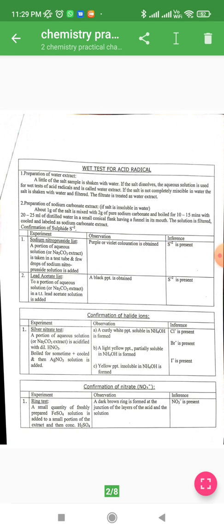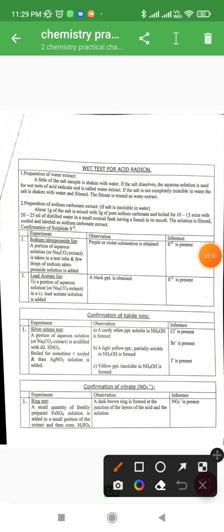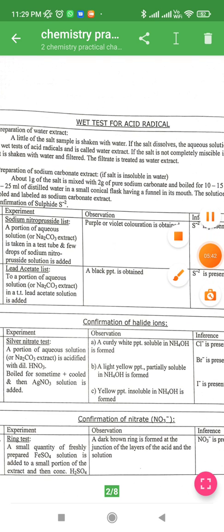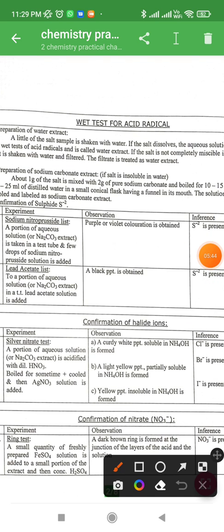Then you go to wet test for acid radical. Under this you may notice that there are two types of solution written. The first solution is called water extract. The other solution is called sodium carbonate extract. Now, this water extract is made when the salts are soluble.